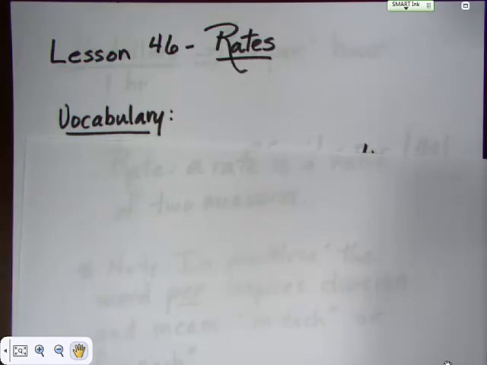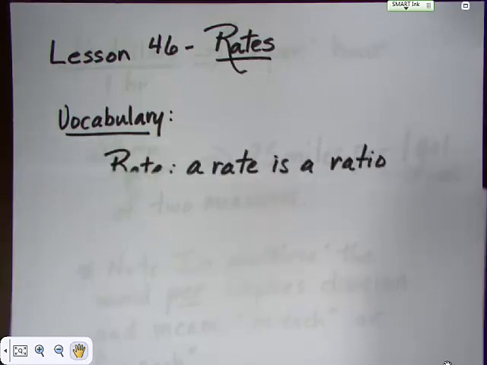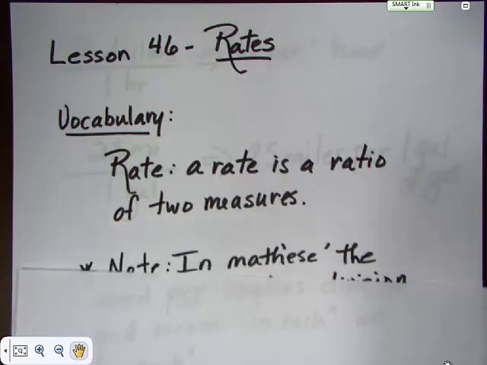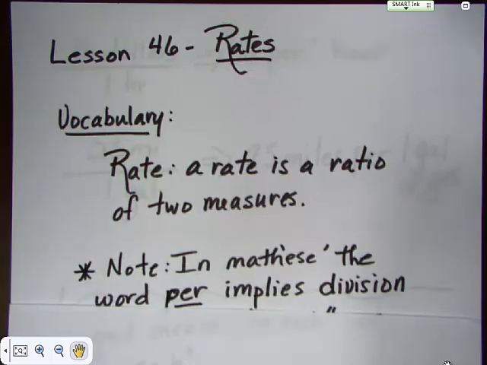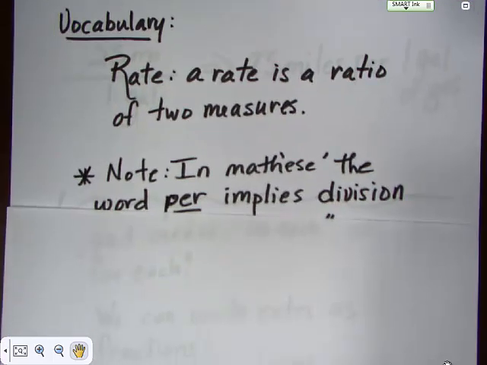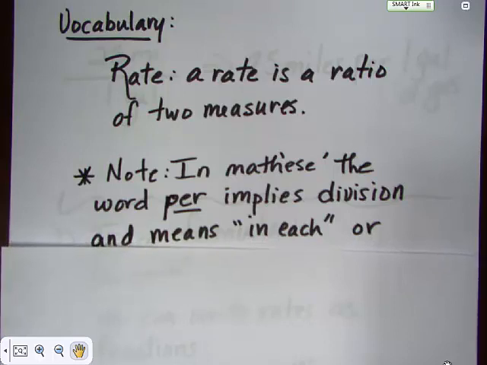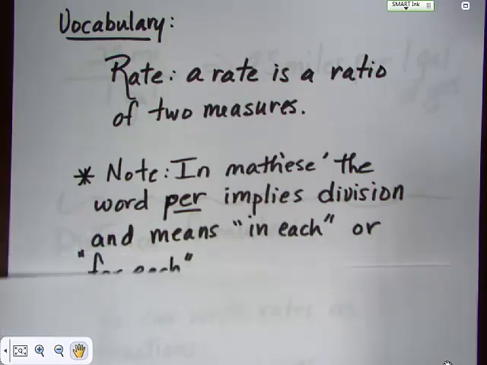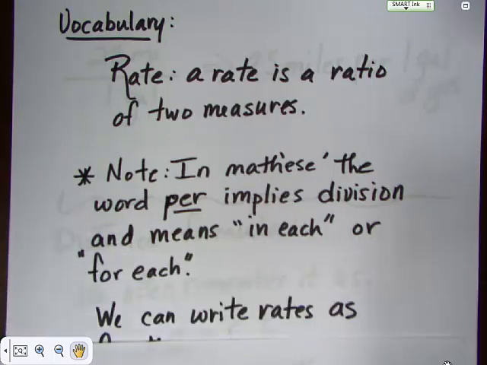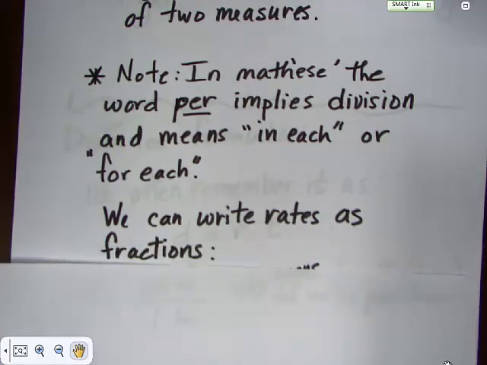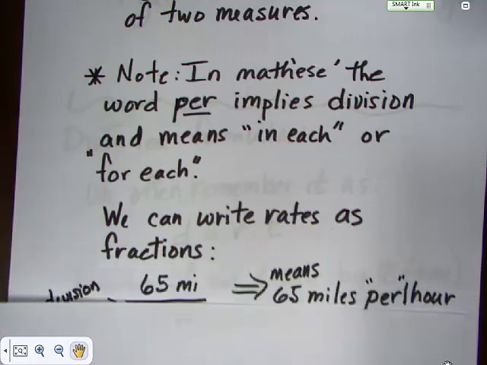Now, when we look at rates, we have to kind of know the vocabulary. Rate is a ratio of two measures. That sounds kind of mathy, so let's take it down a little bit so you can understand a little better. In Mathese, which is my math language, the word per implies division and means in each or for each. So hence we can write rates as fractions. That kind of helps us to see them a little bit.